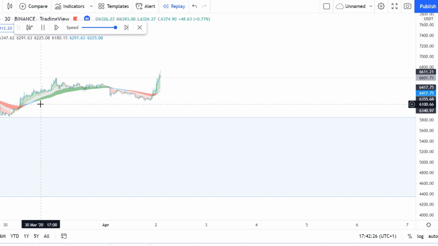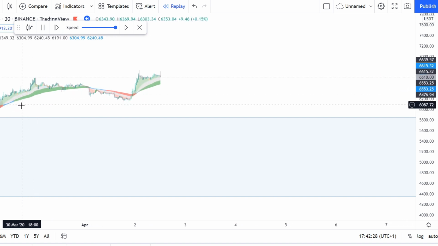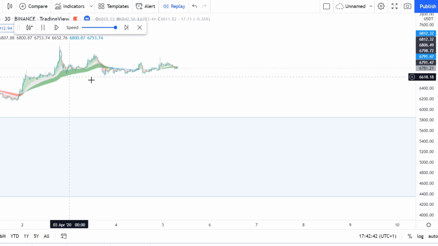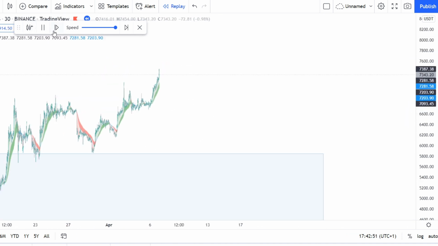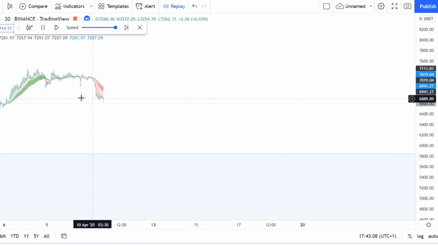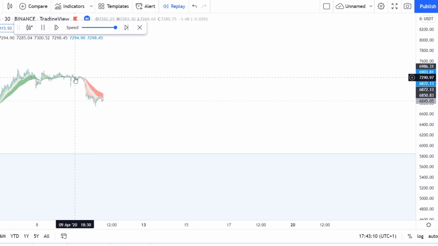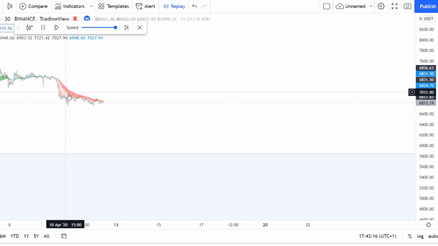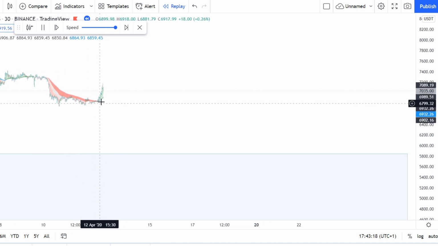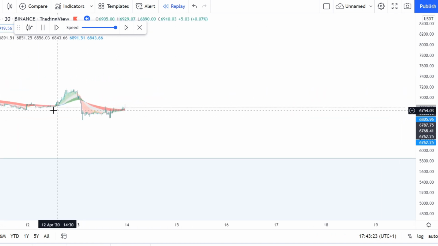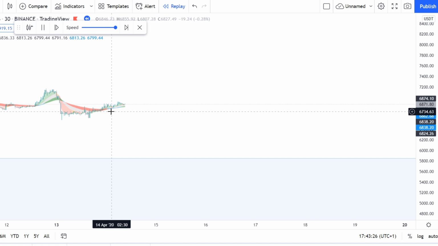But here we also see a nice opportunity to invest. So let me fast forward this. Now we see that the price was about 7200, and we see a nice dip, and then I think that was the last dip. From this moment about here, it was a great time to take a buy trade.